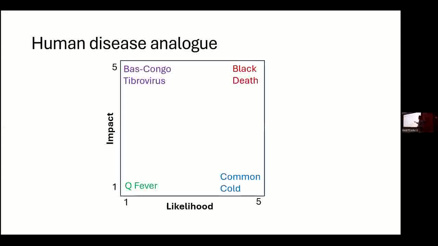The likelihood of getting Bas-Congo tibrovirus is very low, luckily, because if you get it, you will die. So that's in the top left-hand corner, impact 5. And back in the Middle Ages, we've got the daddy of them all, the Black Death. If you were in Europe in the Middle Ages, you're pretty likely to get it and you would die. So this gives you an idea of that kind of spread of impacts and likelihoods.